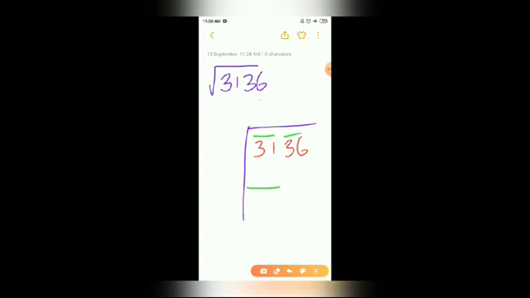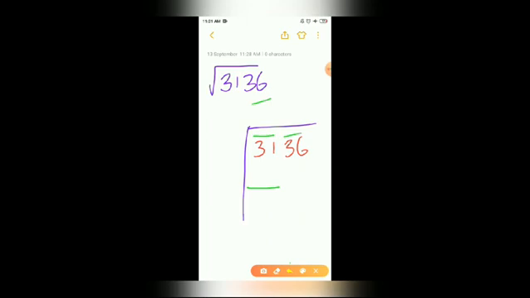The quotient and the divisor will be the same number. You write the same number in the quotient and the divisor. For example, if you write 4, here also 4. 4 4s are 16. But the dividend contains 31, so you can't write 4. Next 5, here also 5. 5 5s are 25. Next you write 6.